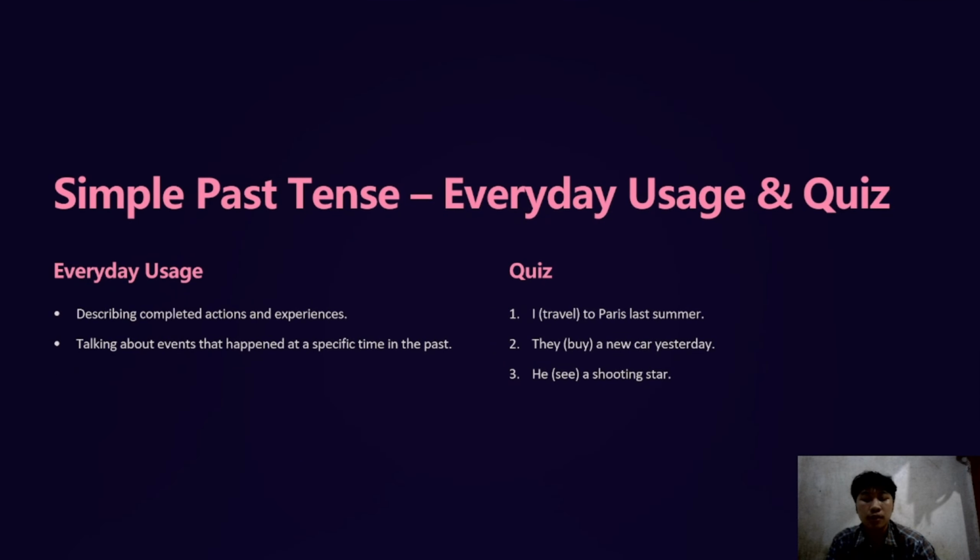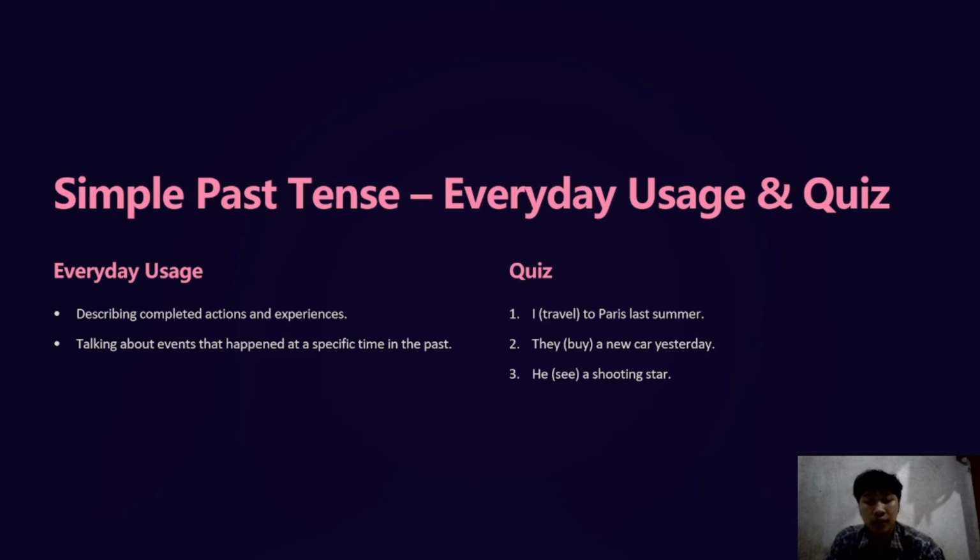So, where do we typically use the simple past tense? It's perfect for describing completed actions or experiences, like I visited Japan last year. This shows the action was done and finished. We also use it to discuss specific past events, such as they celebrated their anniversary last week. This statement is very clear about when the action happened.